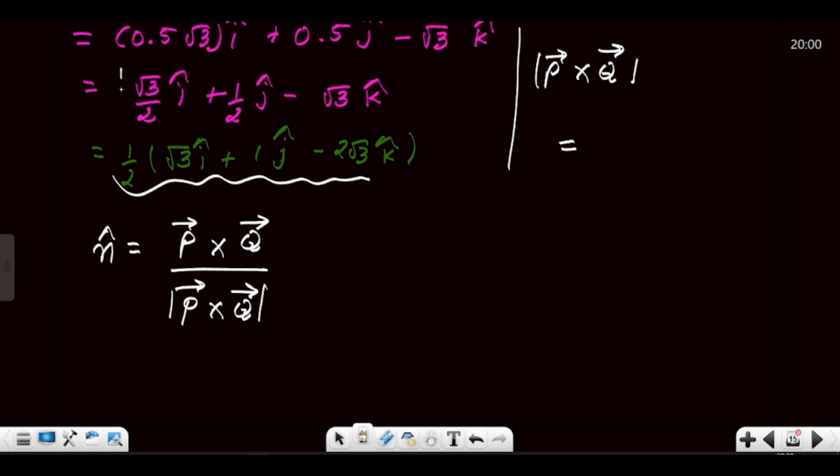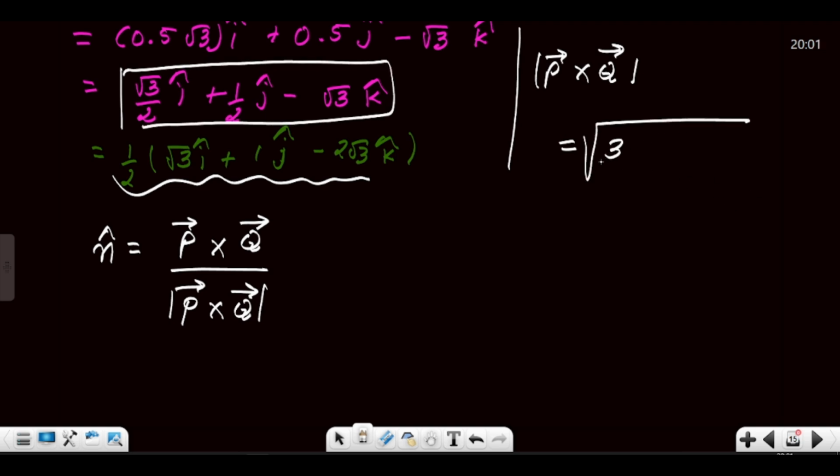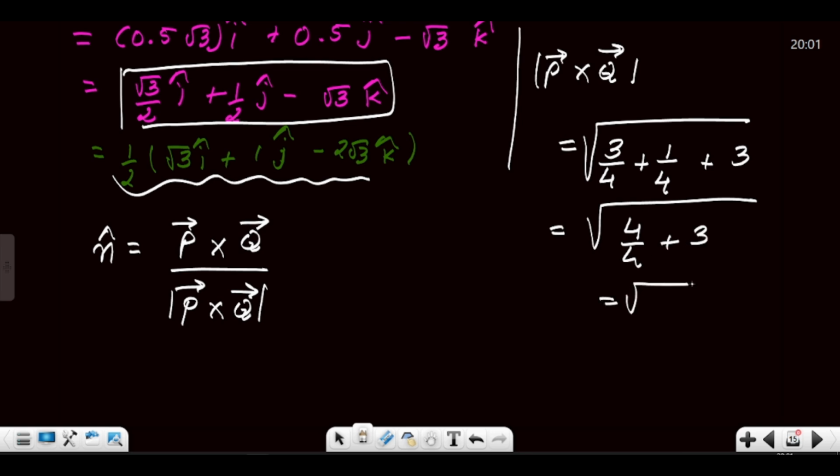So using this one, under the root 3 by 4 plus 1 by 4 plus 3. 3 by 4 plus 1 by 4 is 4 by 4, which is 1. 1 plus 3 under root is 4, which is 2. Its magnitude is 2.